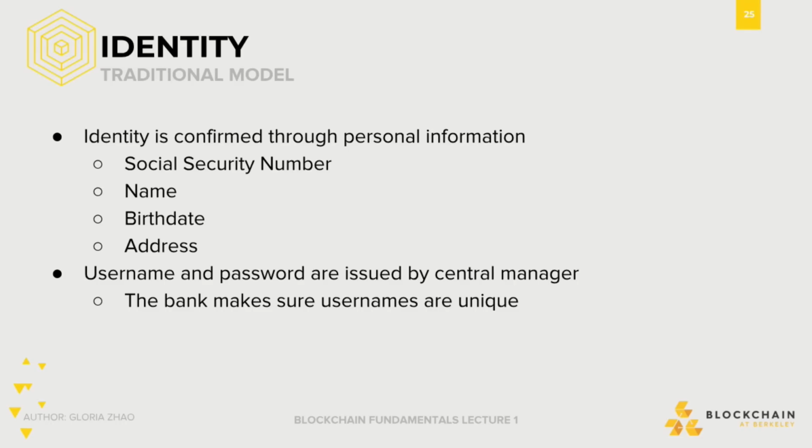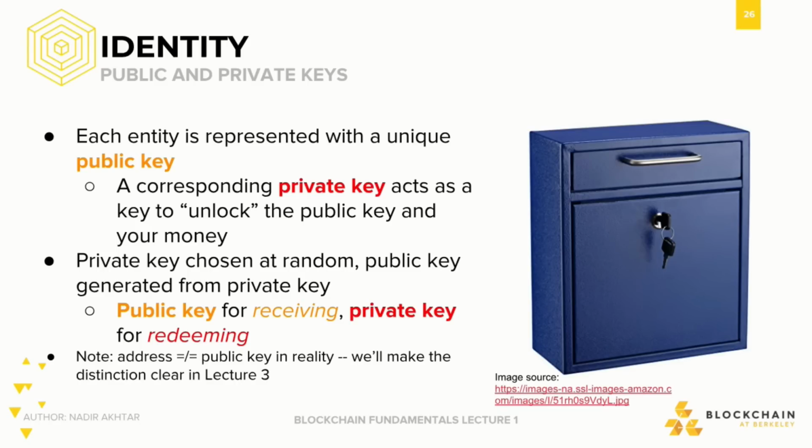So when we go through a bank, we prove our identity through a social security number, our name, our birthday, our address, and the bank makes sure that they are indeed dealing with someone who exists in real life. They also make sure that there's only one of you and you only have one account. And they're also going to make sure that if you have one username, someone else isn't going to have the same username, because that would be very confusing. Well, in Bitcoin, it's a little bit different.